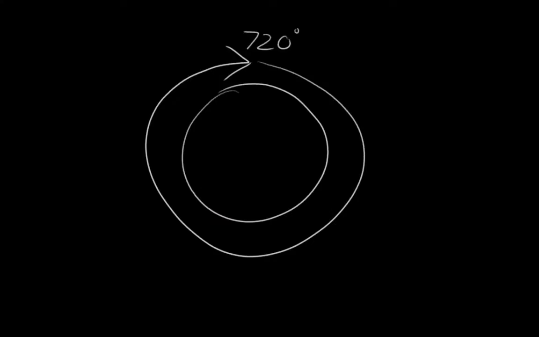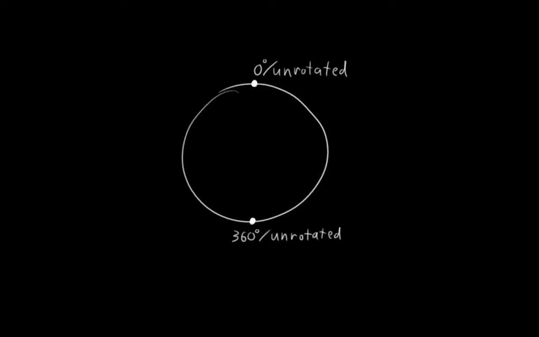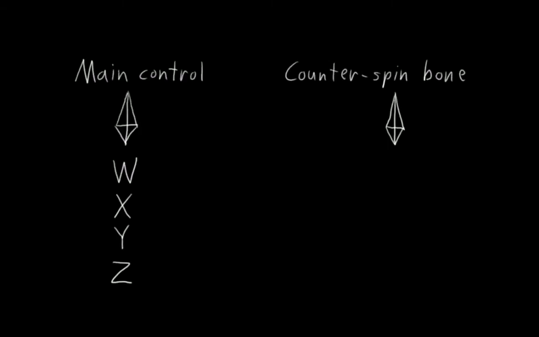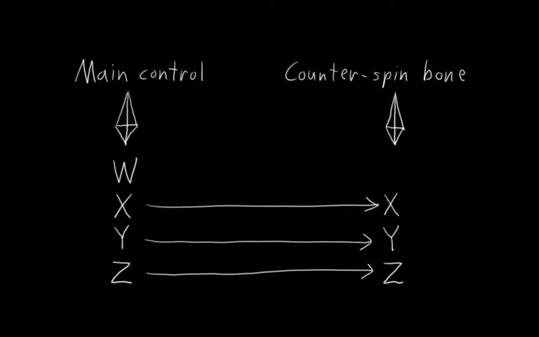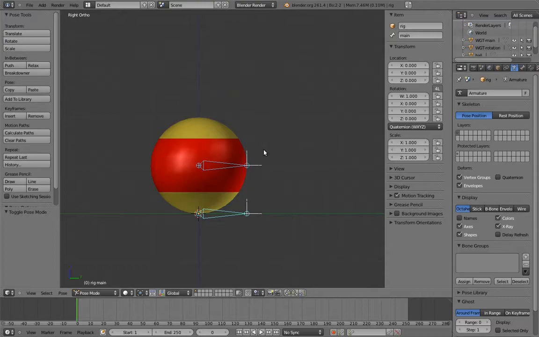Remember that quaternions cover 720 degrees of rotation, so both the top and bottom of the circle are effectively unrotated. So flipping the W component makes the quaternion do the opposite rotation. And happily, this works in the full 3D case as well. So to make the counterspin bone do the opposite rotation, we're going to drive its quaternion components with the quaternion components of the main control. X, Y, and Z will simply be copied, but the W component will be set to the negative of the main control's W component. Let's start with X.